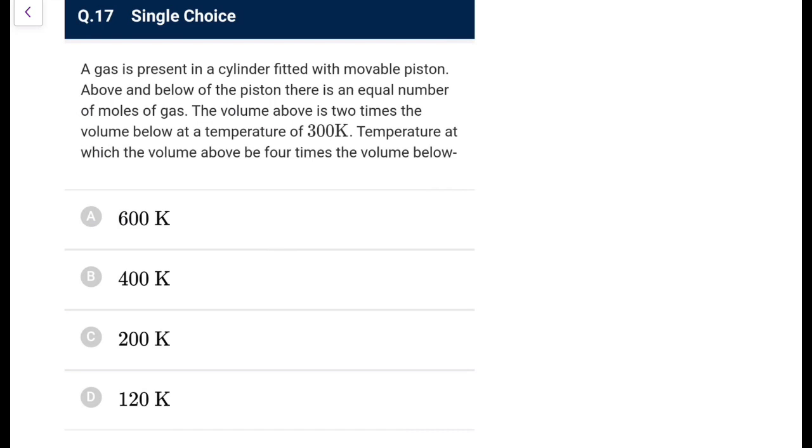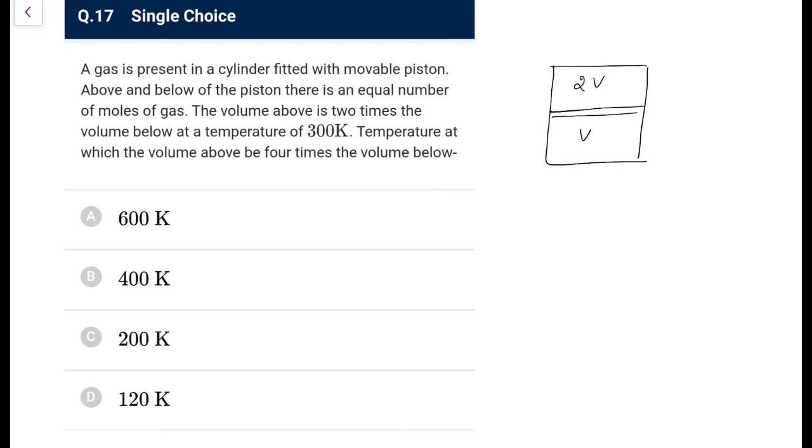Okay, a gas is present in a cylinder fitted with a movable piston like this. So I have both chambers, one chamber upwards, one downwards. There is an equal number of moles of gas. Moles are equal, volume above is 2 times the volume below. Okay, so it is V, so it would be 2V, I can say, at a temperature of 300 Kelvin. Okay, temperature at which the volume above will be 4 times. I think the temperature of both parts must be the same.